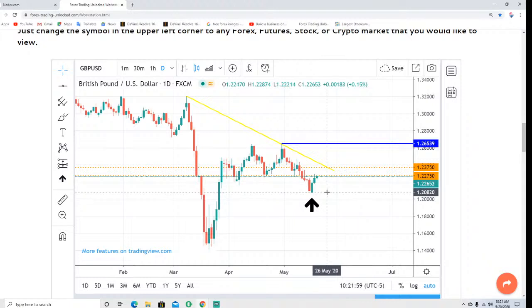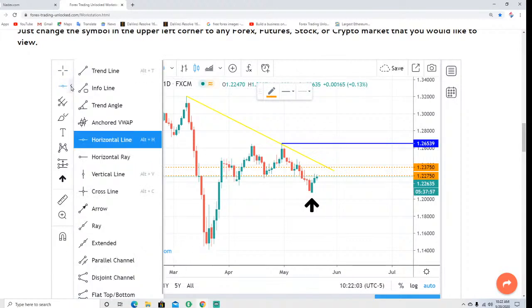So right now our risk is at the low from the last break on Monday. Let's get our one little trend line here. We need our horizontal ray.